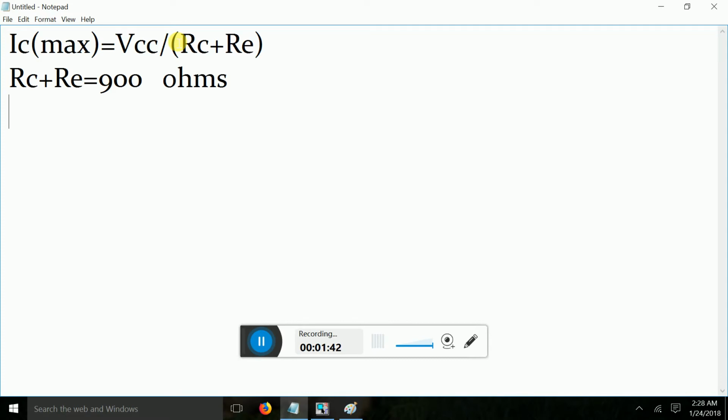Now suppose the question is given like that, you must have the gain of the amplifier 5, gain equals 5. It means RC by RE equals 5, which means RC equals 5 times RE.